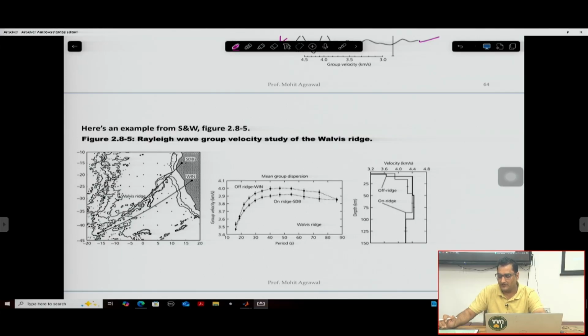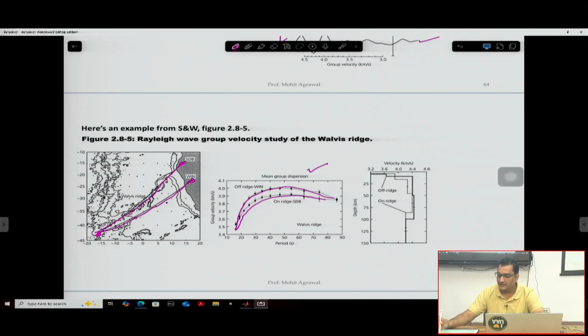that we call Walvis Ridge, and there is an earthquake and there are two stations here. One station path is along the ridge and the other is off the ridge. So thereafter, from the surface wave data, we computed the group velocity dispersion curves, and off the ridge, the dispersion curve group velocities are higher than the on-ridge dispersion curve.